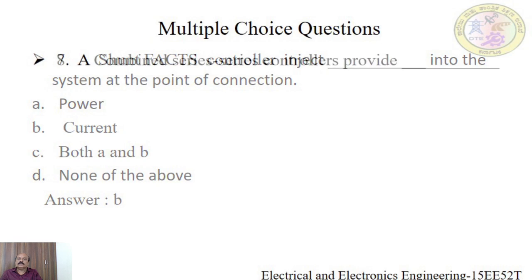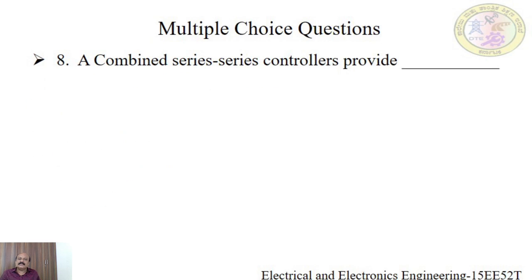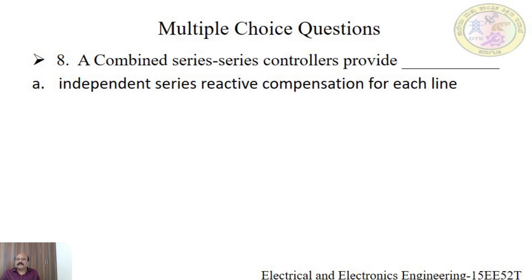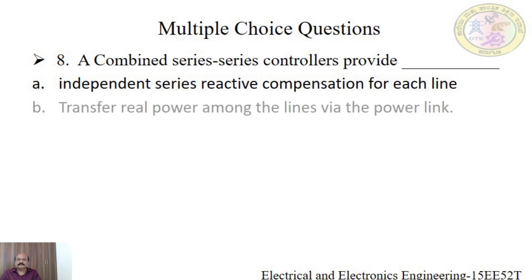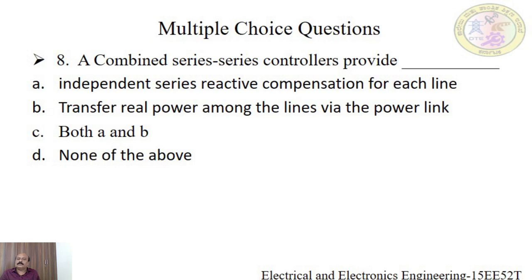Now let us move on to question number 8. A combined series controller provides. A combined series controller means we have independent series controllers placed in each line. Then what are they going to provide? Let us see the options. Independent series reactive compensation for each line. Transfer real power among the lines via the power link. Both A and B, or both A and B statements are true, or none of the above.